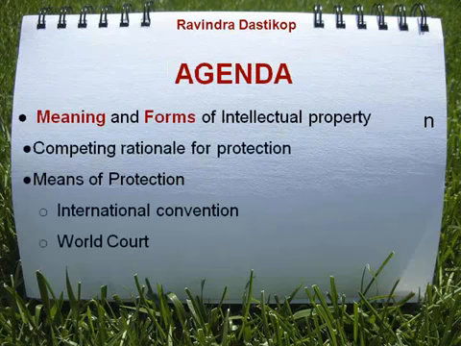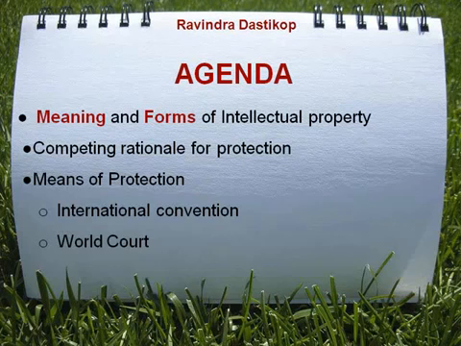So the agenda is this. I will be covering the meaning and forms of intellectual property. See, intellectual property or IPR is a kind of property, so it has different forms. For example, when we talk about movable property, our vehicles are movable property. Cash is also movable property. Gold is also movable property. Similarly, when we talk about non-movable property, a piece of land is a property, a building is a property. Similarly, IPR is a property and it has different forms, and that I'll be covering.